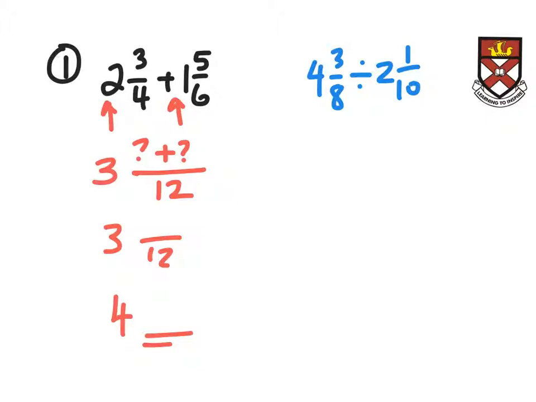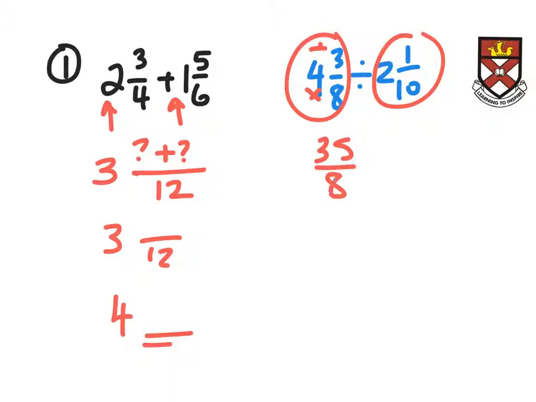Second fraction, it's different this time. This time we deal with the two fractions separately, make them top heavy. So we do 8 times 4, add 3. 8 times 4 is 32, add 3 is 35 over 8.